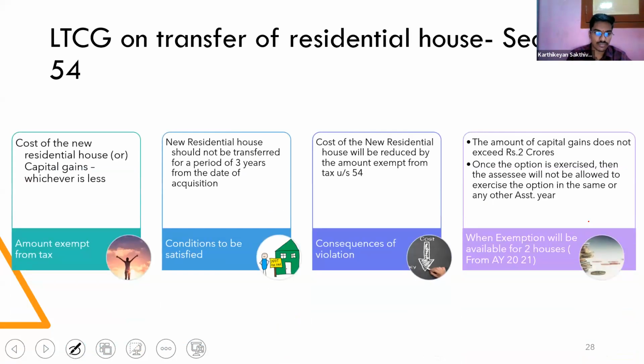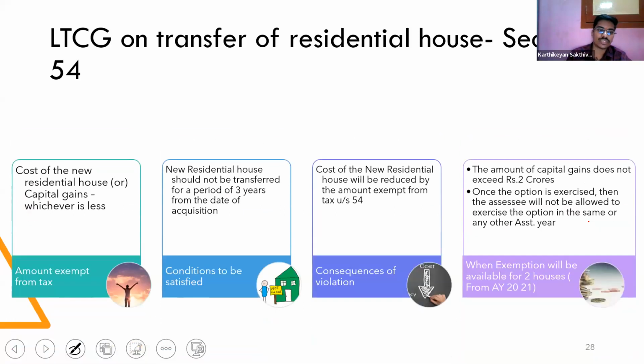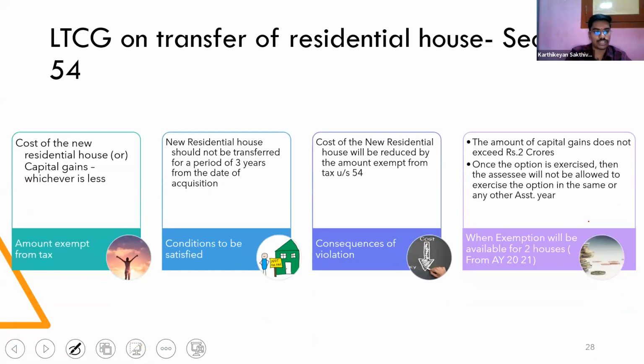Next, in section 54 itself, what is the amount of deduction? Your cost of the new residential house or capital gains, whichever is less, can be taken as deduction, right? One of the conditions to be satisfied is that the new residential house property should not be transferred for the period of 3 years from the date of acquisition. What will happen if you sell it within 3 years from the date of acquisition? The cost of the new residential house property will be reduced from the amount exempt under section 54.